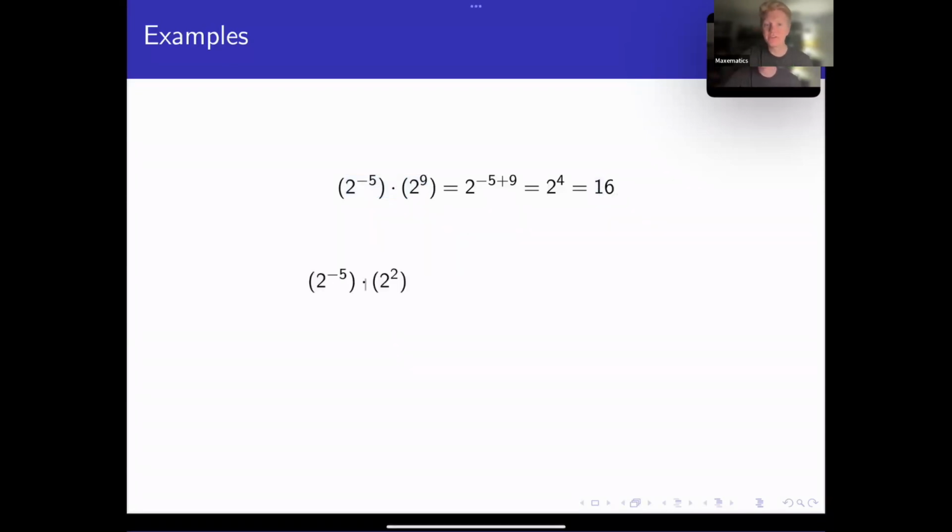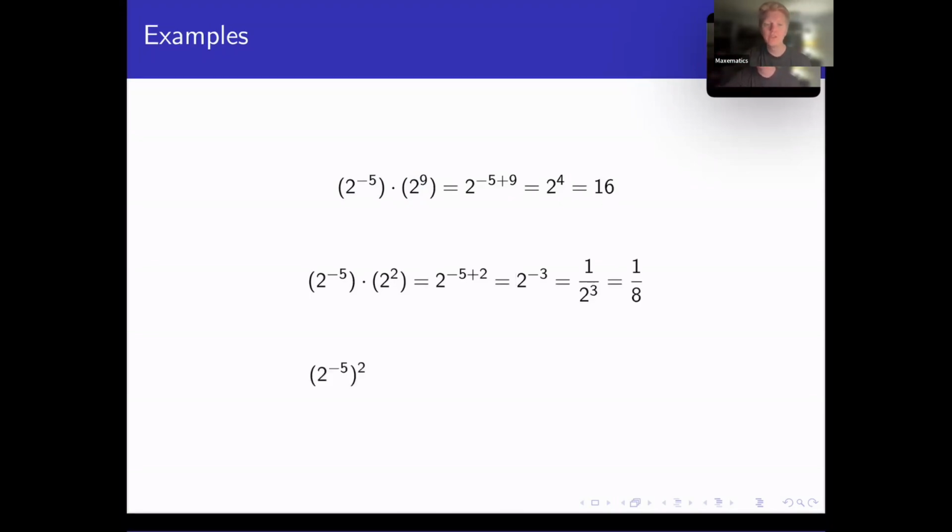2 to the negative 5th times 2 squared. Same thing, we have two exponential terms being multiplied together, so we add the exponents. Negative 5 plus 2 is negative 3. Only difference from the previous question to now is that we have a negative exponent. That's okay, there's nothing wrong with that. All it says is we need to drop this down to the denominator, and 2 cubed is 8.